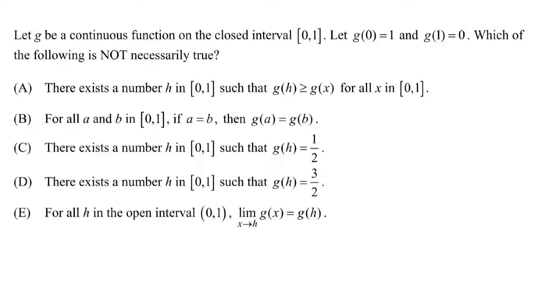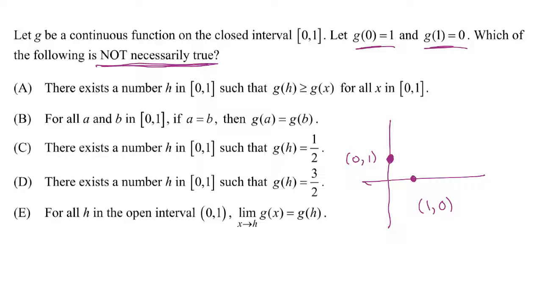For this one, g is a continuous function on a closed interval from 0 to 1. We know g at 0 is 1 and g at 1 is 0. Which of the following is not necessarily true? So we're looking for something that cannot be true. I would go ahead and plot the points that we know. We know 0, 1. So I know that point there. We're all the way up here at 1. We have the point 0, 1. And then we have the point 1, 0.